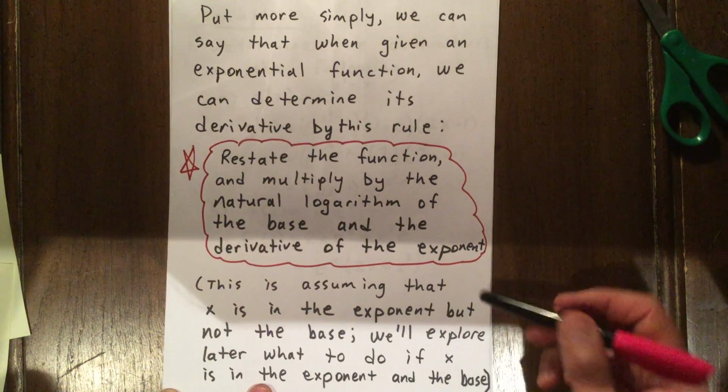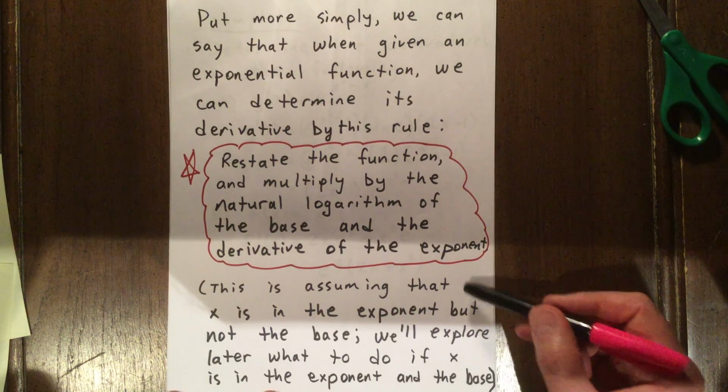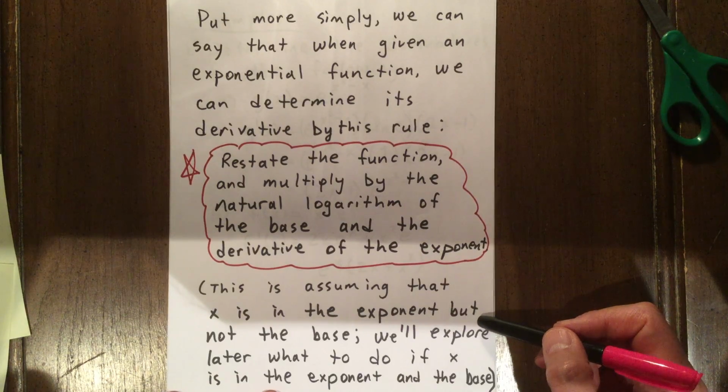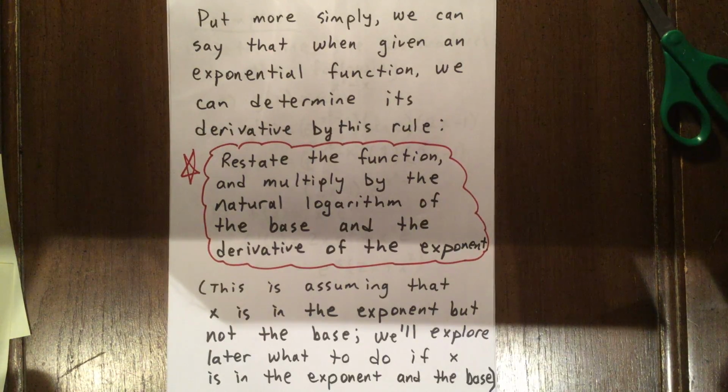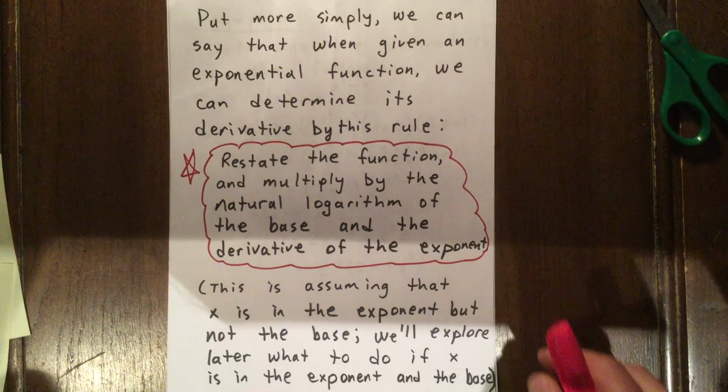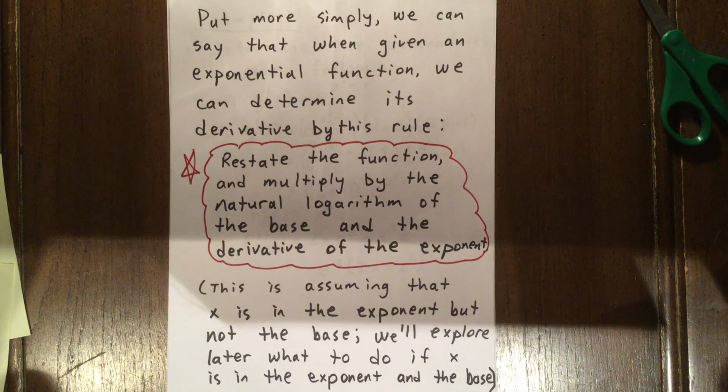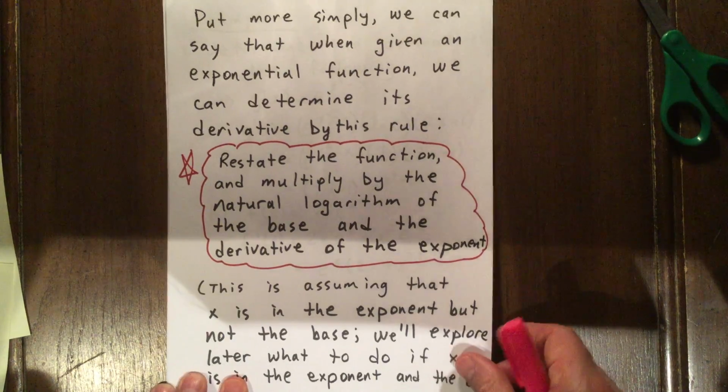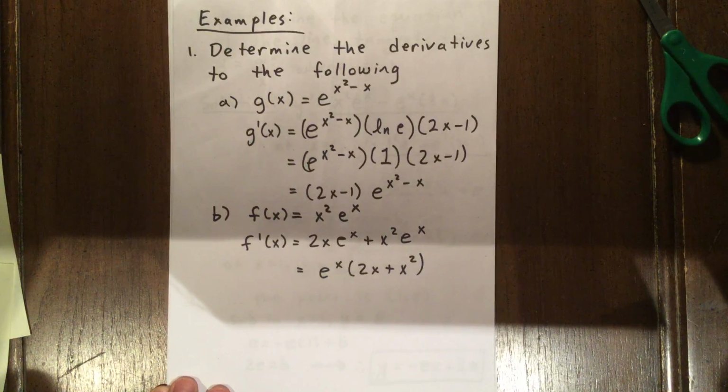And this, of course, is assuming that x is in the exponent but not the base. We'll explore later what to do if x is in both the exponent and the base, for instance, if the function is x to the exponent x. We'll talk about that later. But for now, we're talking about functions where there's no x in the base, but there is in the exponent. All right, so let's do some examples.